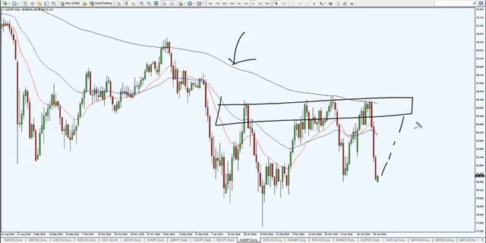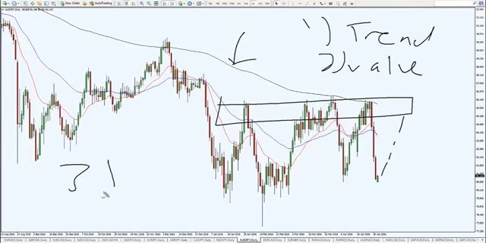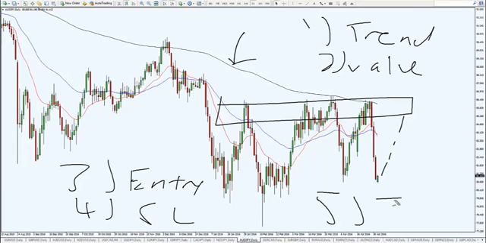to look out for when you are trading the markets. Just a brief recap. Number one, trend. Two, area of value. Three is the entry trigger. Four is your stop loss, and the fifth one is your targets, where you're going to look for your profit targets.